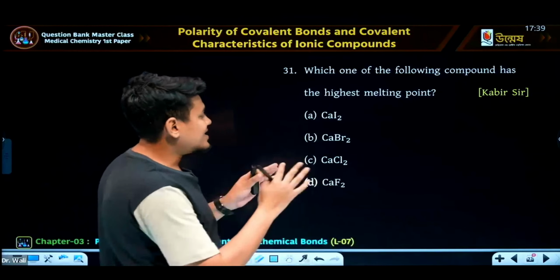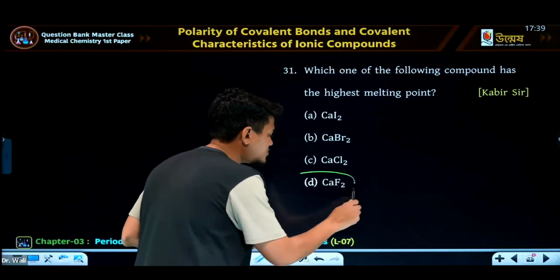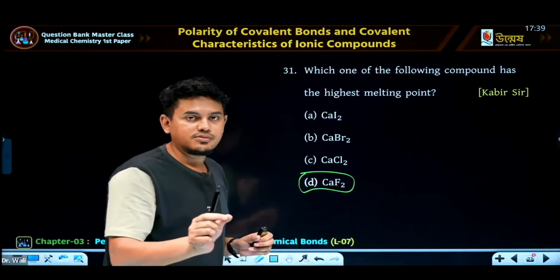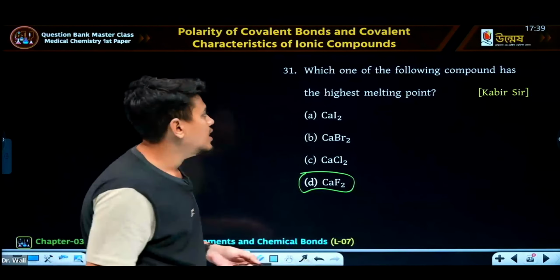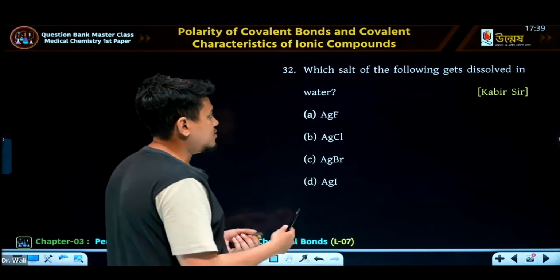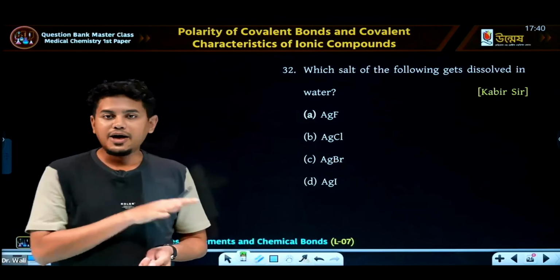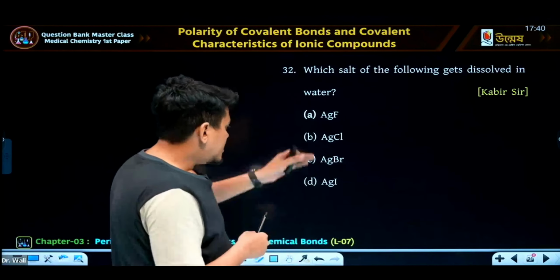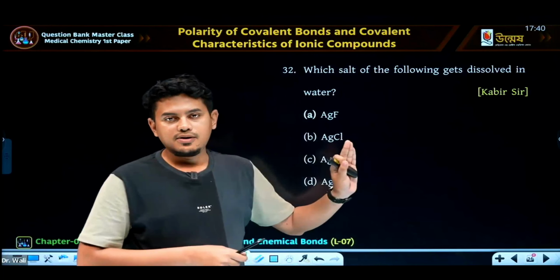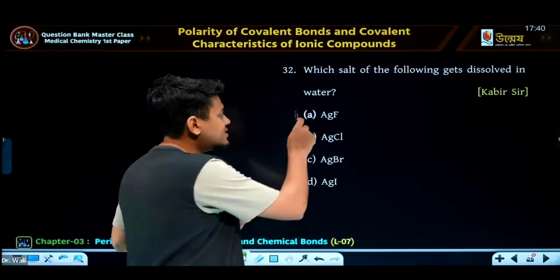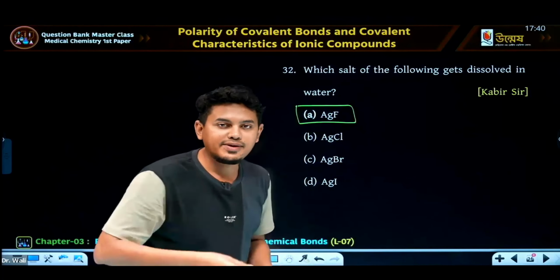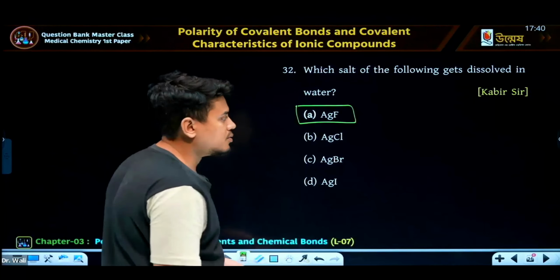Which one of the following compounds has the highest melting point? In this case, the highest melting point will be demonstrated by the smallest anion. Why? Because the smallest anion would be least polarized. Which salt of the following gets dissolved in water? Water solubility increases with ionic nature and decreases with covalent nature. All of them are halides of silver, but the smallest halide is fluoride. In this case, silver fluoride shows higher ionic characteristics than the rest of the options. That's why it will be soluble in water.